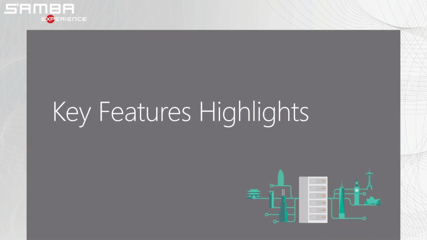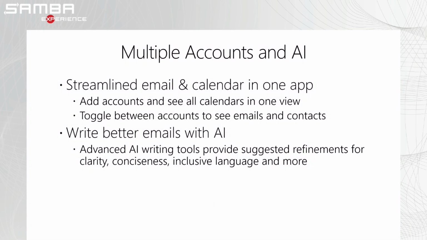Let's talk about key features of new Outlook. Multiple accounts and AI. Outlook has streamlined email and calendar in one application. What it means is that you can add accounts and see all calendars in one view. You can toggle between accounts and see email and contacts. It helps you to write better email with AI. Advanced AI writing tools provide refinements for clarity, conciseness, inclusive language, and more.